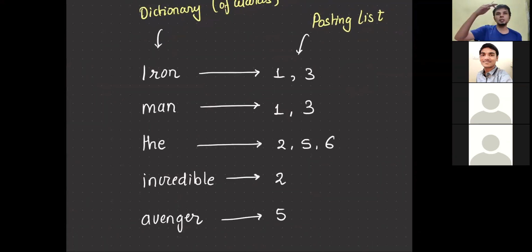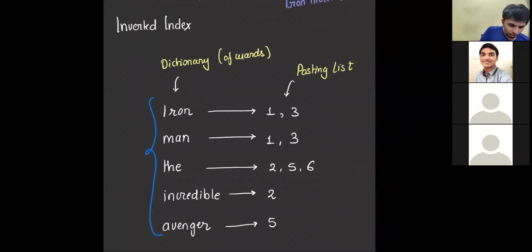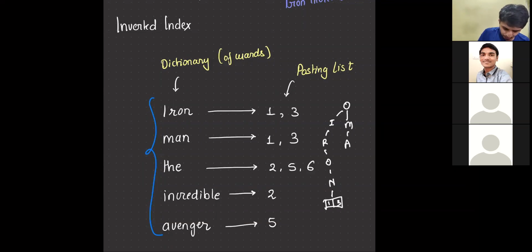how would I do an efficient search on these words? The data structure that we can leverage here would be a trie, in which we would store a base word, then I-R-O-N, and then a list where the document IDs 1 and 3 are written. Then you might have M, A, N, and for man we would have 1 and 3.